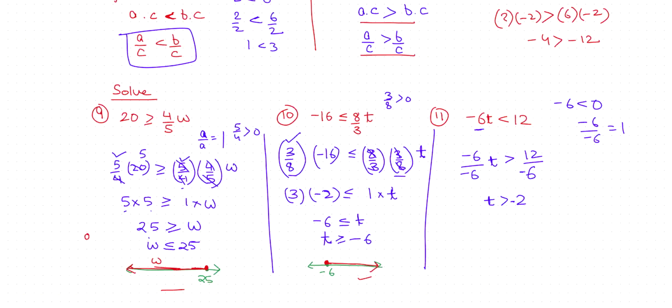So we see that we have changed the sign here, and then minus 6 over 6 is 1, and 12 over minus 6 is negative 2. So t is greater than or equal to negative 2. So this is a graph for t is greater than or equal to negative 2. And we see that this is an empty circle because there is no equal to sign here.